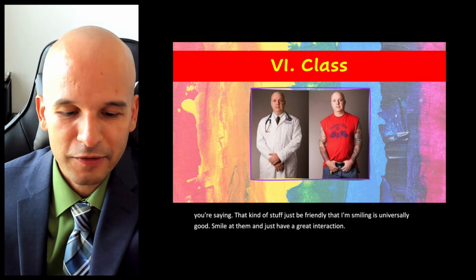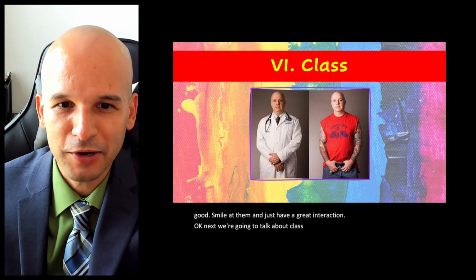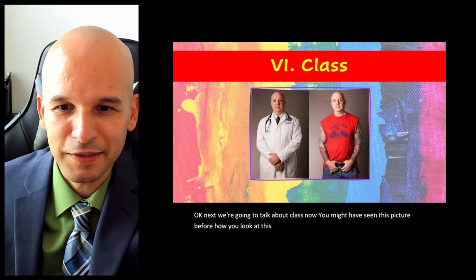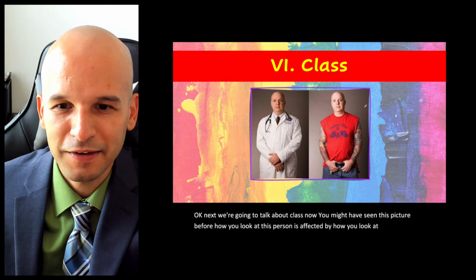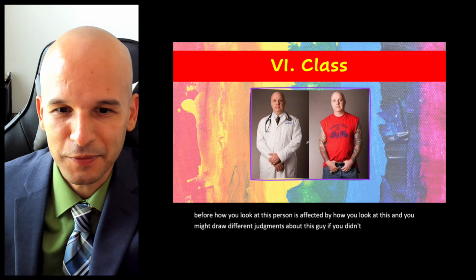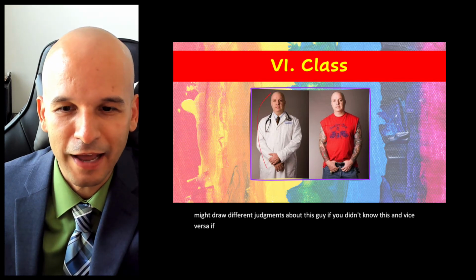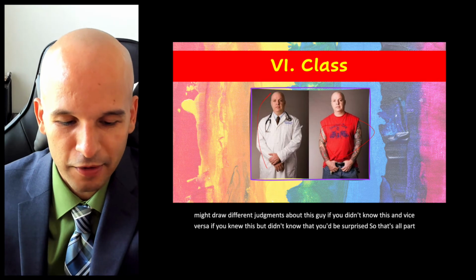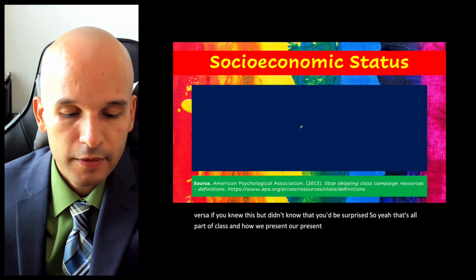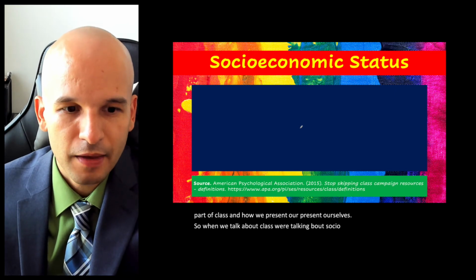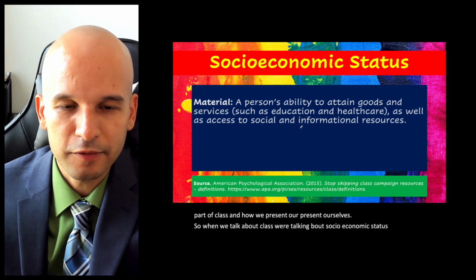Okay, next we're going to talk about class. Now you might have seen this picture before. How you look at this person is affected by how you look at this. And you might draw different judgments about this guy if you didn't know this, and vice versa. If you knew this but didn't know that, you'd be surprised. So yeah, that's all part of class and how we present ourselves. When we talk about class, we're talking about socioeconomic status. Socioeconomic status is composed of two things.